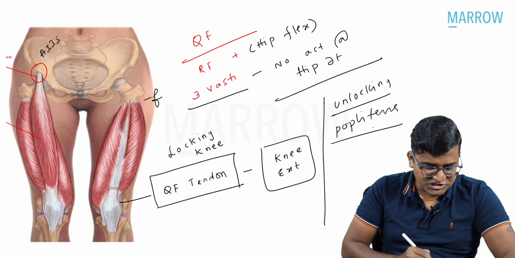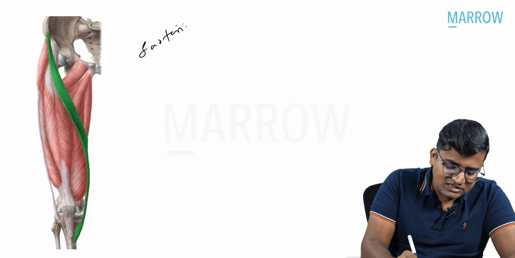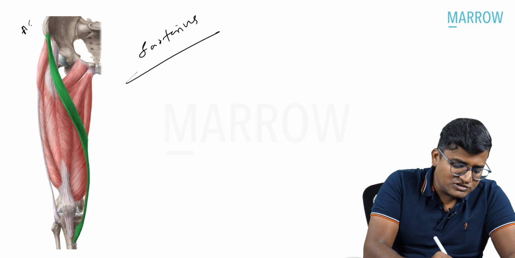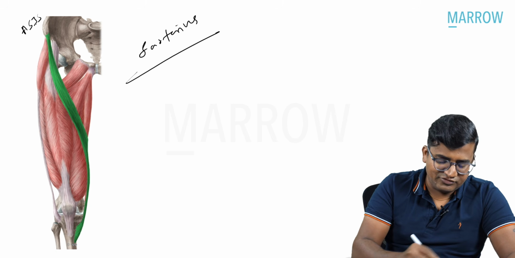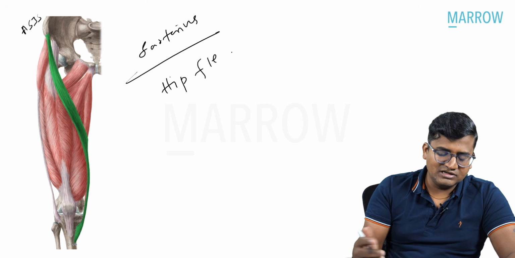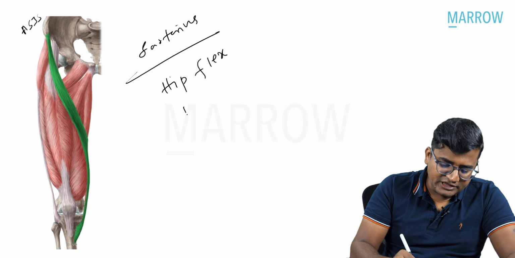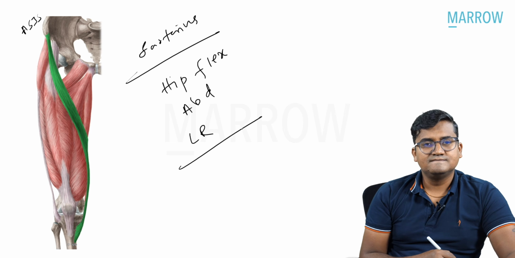Right. Now see the next muscle. This is our sartorius muscle. Sartorius muscle takes origin from anterior superior iliac spine. Sartorius muscle crosses the hip joint in the front side. So it will do the hip flexion. Muscle is on the lateral side. So it will do abduction plus lateral rotation.